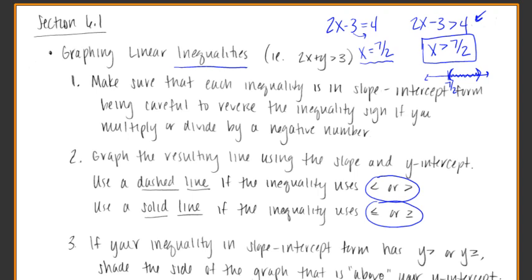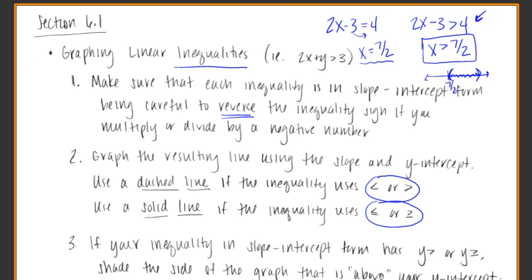Looking here at step 1, just like before, all you want to do is make sure that your inequality is in slope-intercept form. So just solve it for y. And as with any inequality, if you ever have to divide by a negative number, you've got to make sure you reverse the inequality sign. So change it from less than to greater than, that kind of thing.